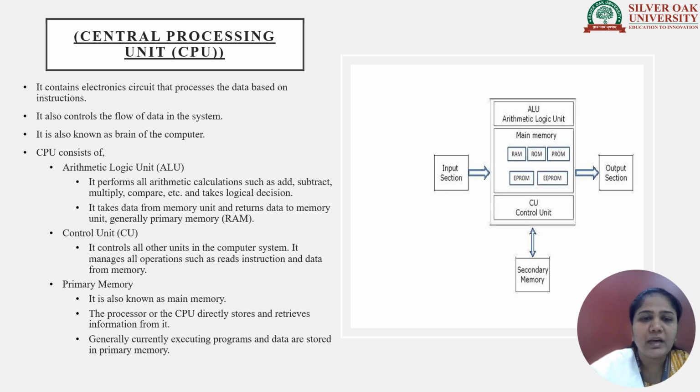It directly stores and receives the information from the CPU. Whenever we are executing any particular instruction, at that time that particular data is stored in the main memory. The process is being taken care of over there only. And then whatever data is generated, whatever data is calculated, will be reflected on our output screen. Generally, currently executing programs and data are stored in the primary memory. Whenever the program is in execution, remember that data will be there in primary memory only.